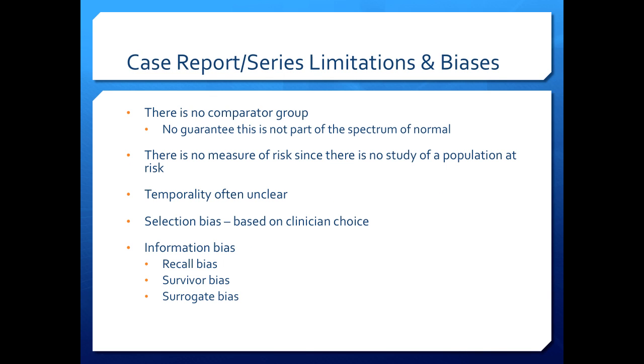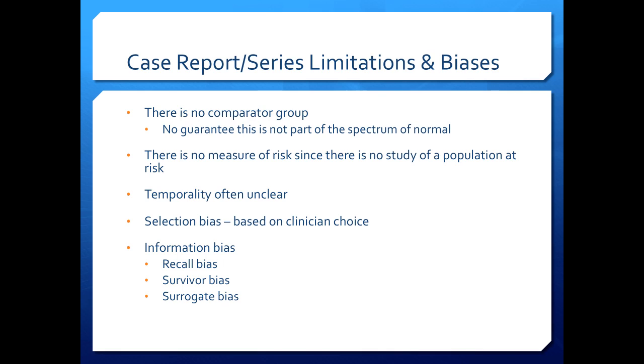The major limitation to a case report or series is the fact that there is no comparator group. This may be part of the spectrum of normal that's never previously been described, or it may represent a serious threat. In order to tell, you must have a measure of risk for a population at risk, neither of which are present in a case series or case report. Furthermore, the temporality of the exposure compared with the outcome can be difficult to determine.